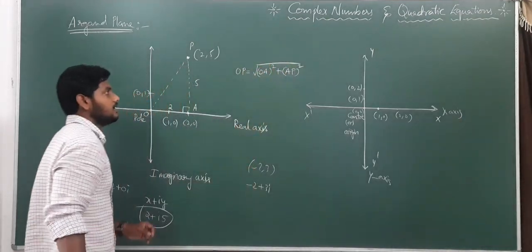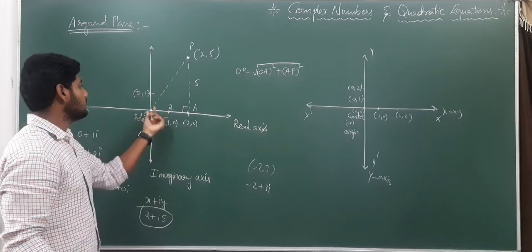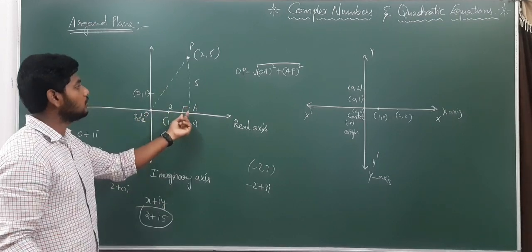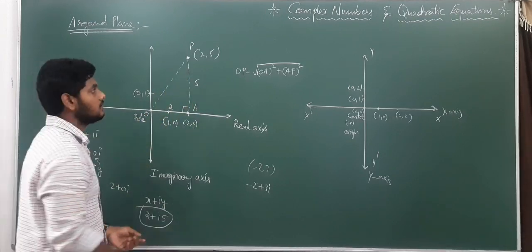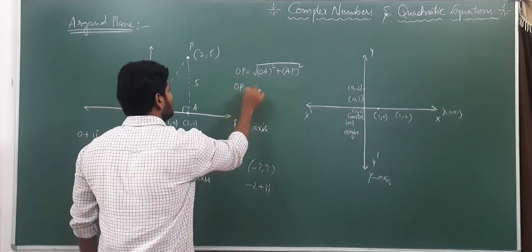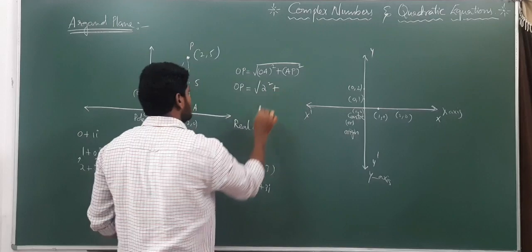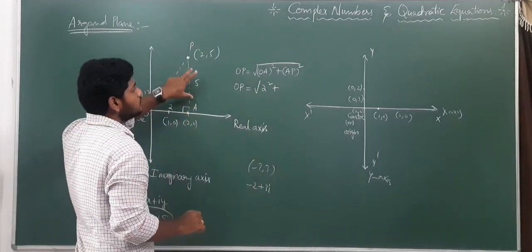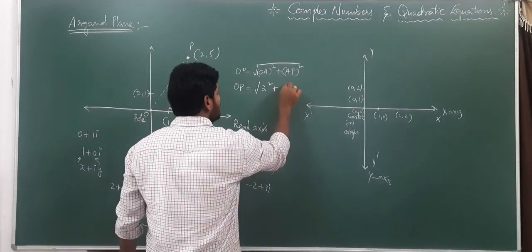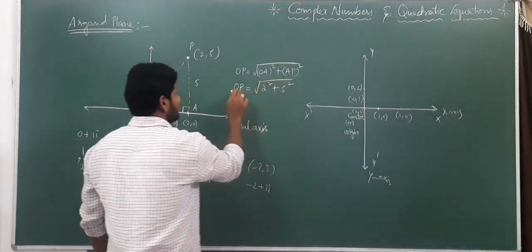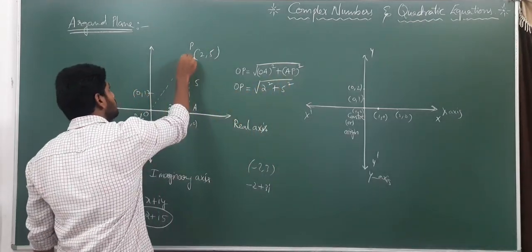According to the right angle triangle, OP is equal to the square root of OA square plus AP square. Here, what is OP? OP is equal to the square root of, what is OA square? Nothing but 2 square, plus what is AP square? AP means only distance. What is that? 5 square.